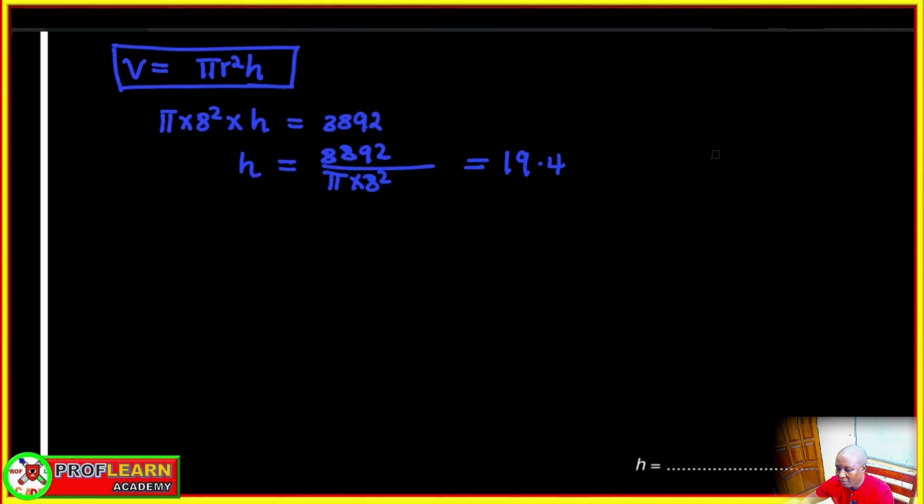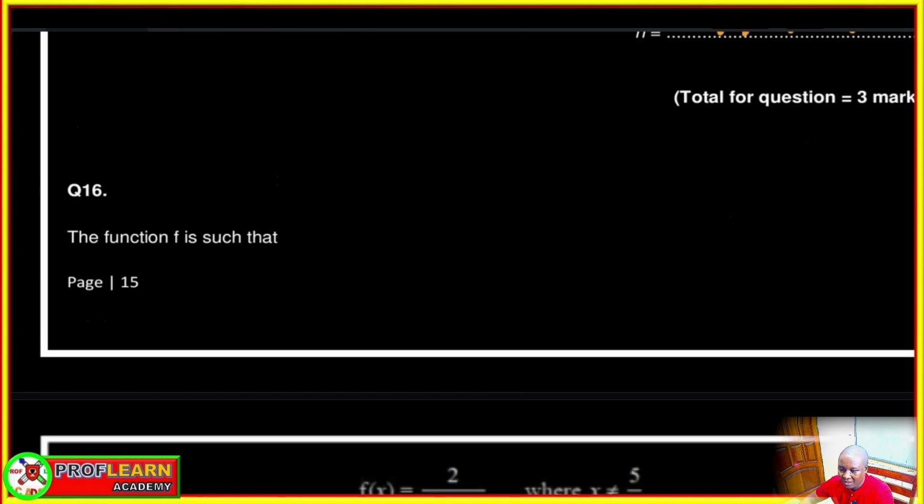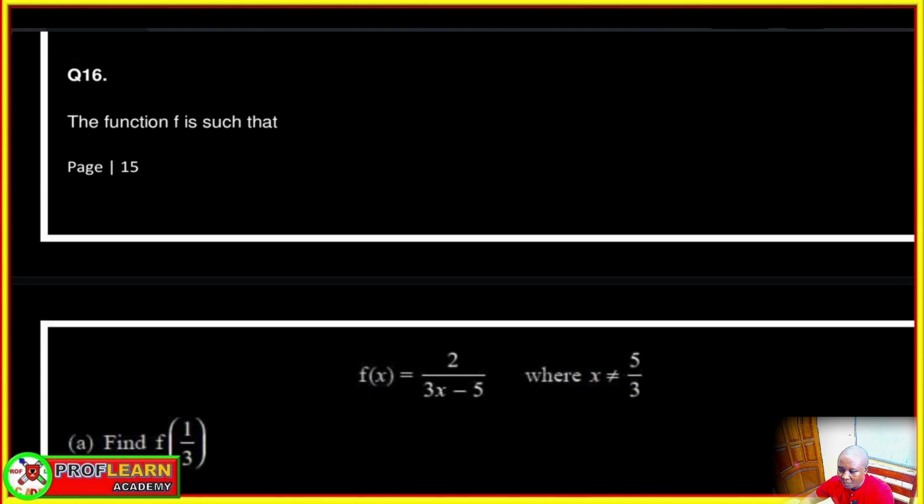So you may be given questions to do with volume of cylinders, surface areas, and also we can talk about volume of cones and spheres. So you need to prepare all round so that you can earn all your marks. Let's move to functions.